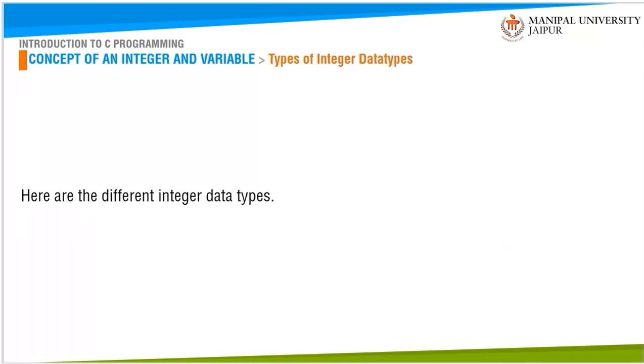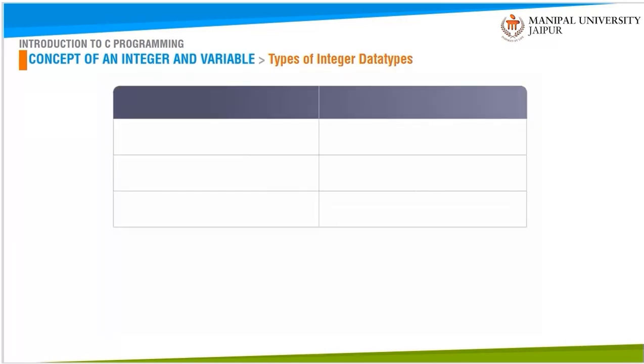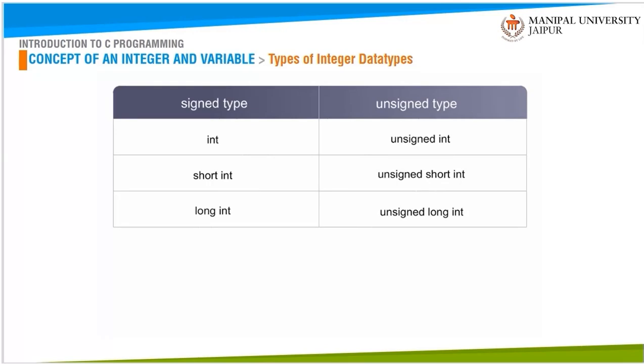Let us now look at different integer data types. Integer data types are broadly classified into two types, namely signed type and unsigned type. Int, short int, and long int come under signed type, whereas unsigned int, unsigned short int, and unsigned long int come under unsigned type.